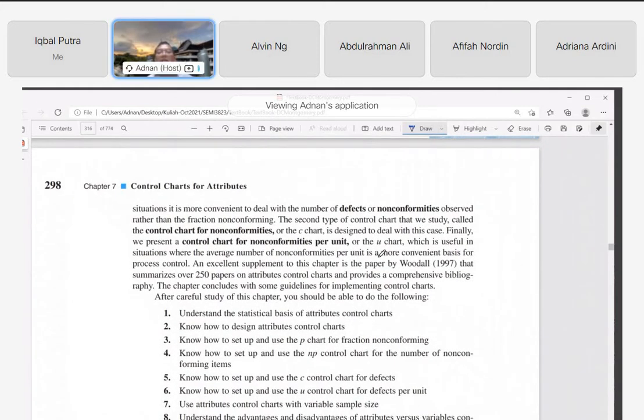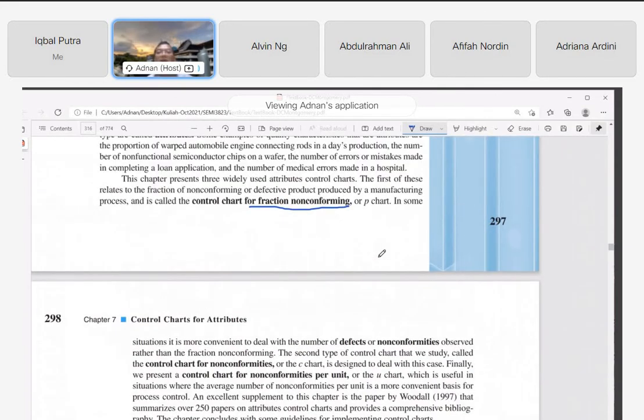So we are dealing with... there are also charts. Let me just highlight here. Fraction non-conforming. This is known as P chart. Okay, P chart.